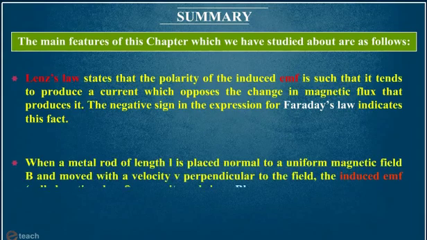When a metal rod of length L is placed normal to a uniform magnetic field B and moved with a velocity v perpendicular to the field, then the induced EMF, also called motional EMF, across its ends is epsilon equal to BLv.